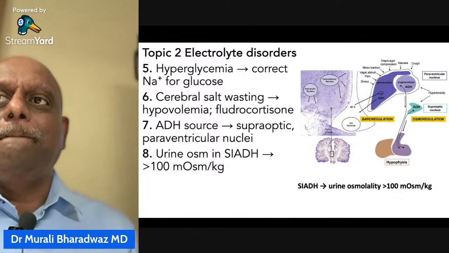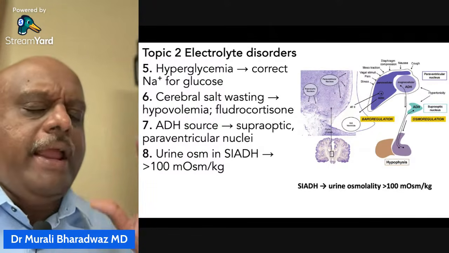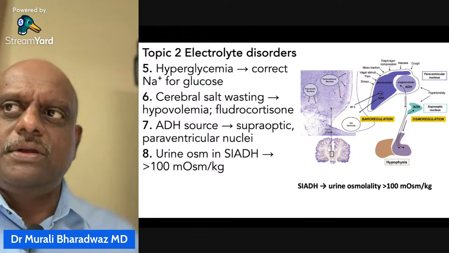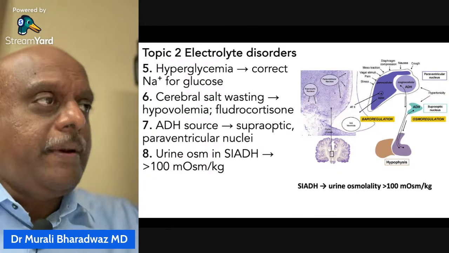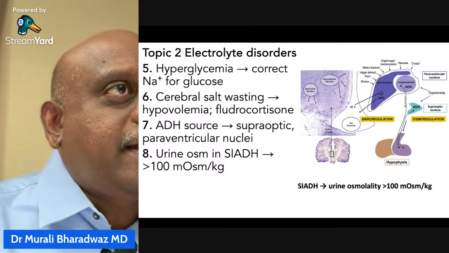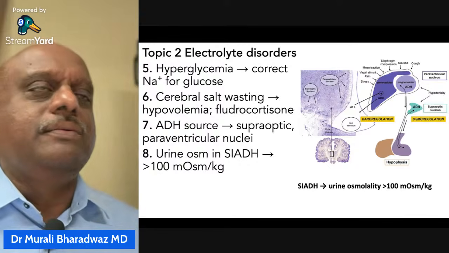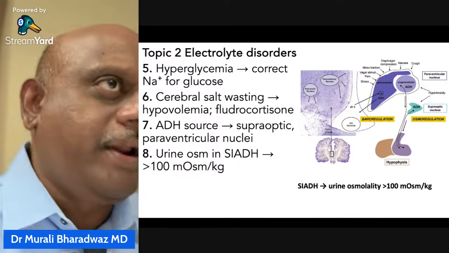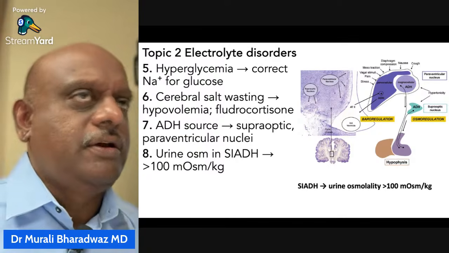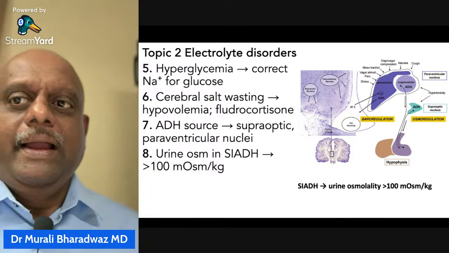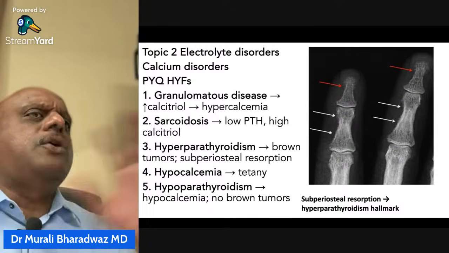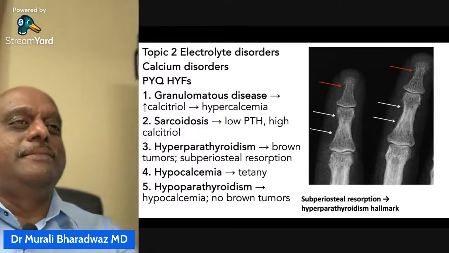So, doctor, in every case of hyperglycemia, while you are interpreting sodium, be careful, because hyperglycemia leads to hyponatremia, but that automatically corrects with the correction of glucose. You don't need to give the sodium. Then cerebral salt wasting treatment of choice, fludrocortisone. So these are the 2 points you need to remember. That's all. Now you are ready. Any question that comes on sodium, you are ready.